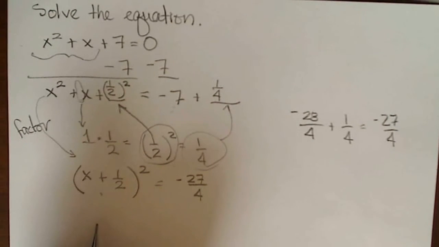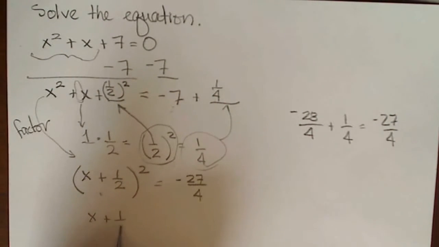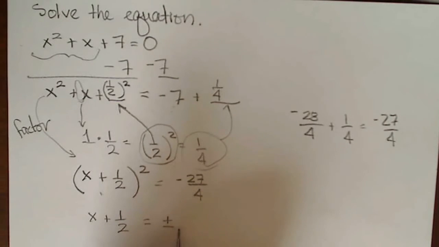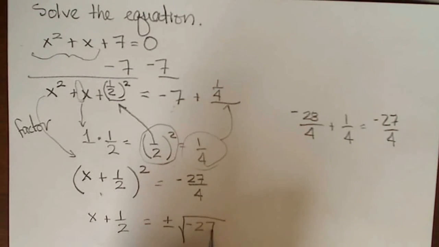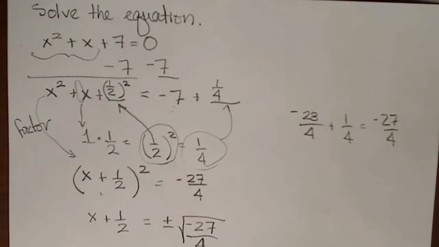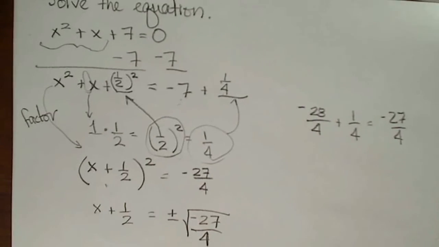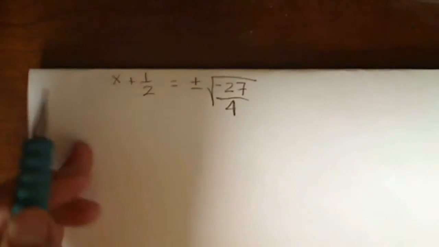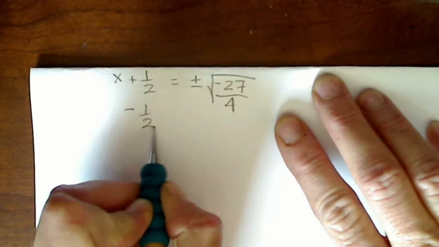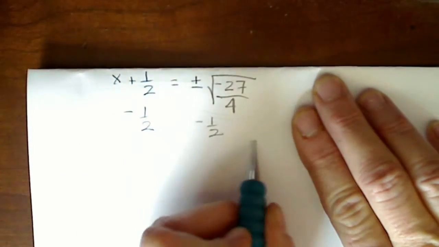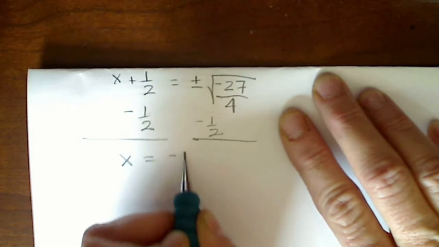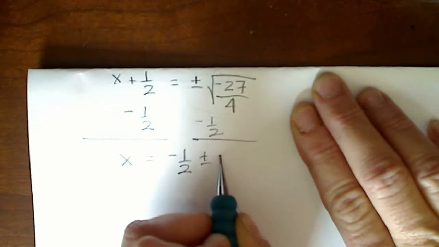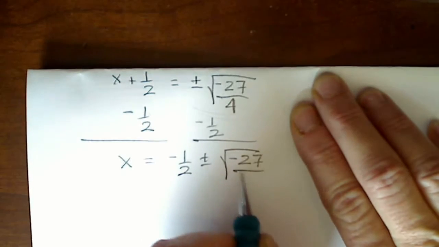So now I can take the square root of both sides and I get x plus 1/2 equals plus or minus the square root of negative 27/4. Let me slide my paper up, maybe. Let me fix that. So now here's what I have. I want to get the x by itself, so I'm going to subtract 1/2 from both sides. And we'll work on this radical in a second. So I get x equals negative 1/2 plus or minus the square root of negative 27/4.